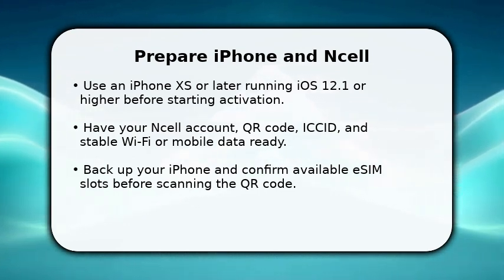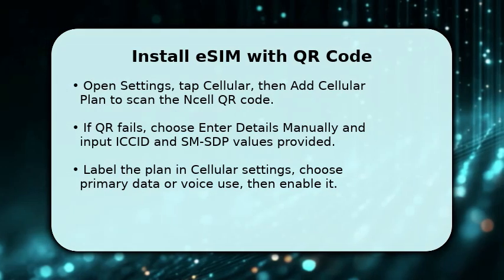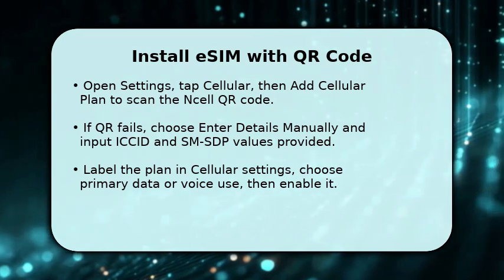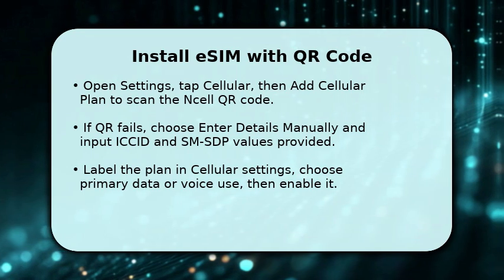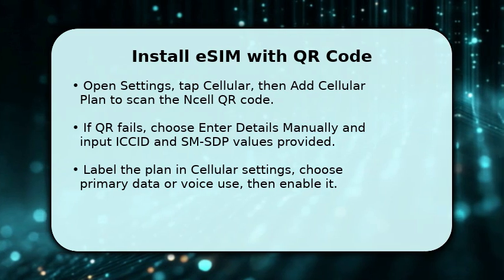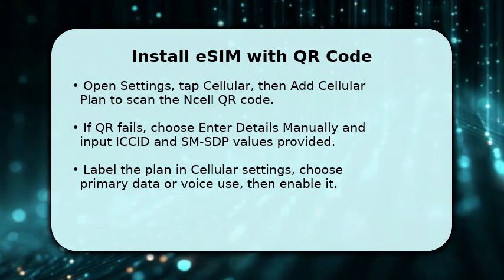Begin installation by opening Settings and tapping Cellular on your iPhone. Tap Add Cellular Plan and point your camera at the Ncell QR code to scan it. If the QR code scan fails, choose Enter Details Manually and input the ICCID and any SM-DP+ values Ncell provided.